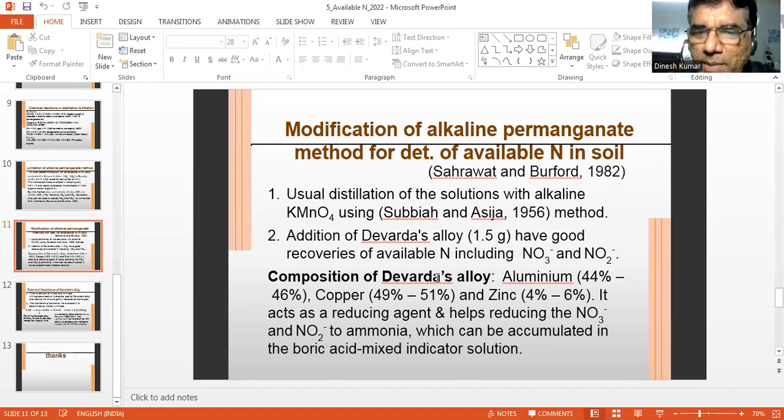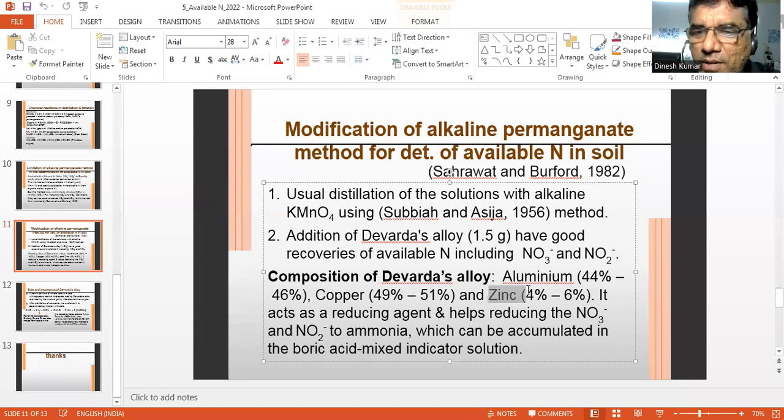It is composed of three metals, in metal form: 44 to 46% is aluminium, 49 to 51% is copper, and 4 to 6% is zinc. So sometimes a quiz question can come to you. What is the composition of Devarda's alloy? At least you can remember three elements or three metals: aluminium, copper, and zinc. Aluminium, copper, and zinc make up Devarda's alloy in different proportions.